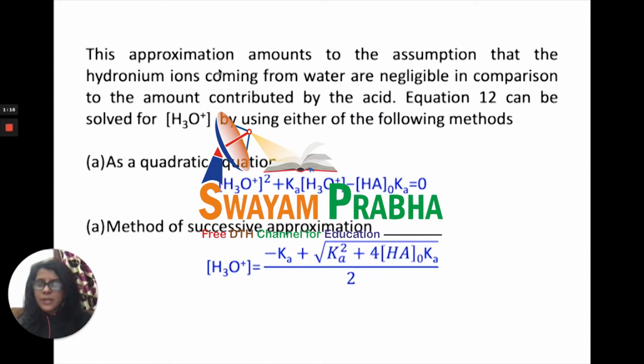Now what does this approximation mean? This approximation amounts to the assumption that the hydronium ions which are coming from water are negligible in comparison to the amount which has been contributed by the acid. Now equation 12 that we have derived can be solved by any of the following methods. We can apply the quadratic equation and solve it to get the value of H3O plus, or you can apply the method of successive approximation, which is actually an iterative method. You calculate the value of H3O plus once, then use that value and get another value of H3O plus, and it's an iterative procedure.